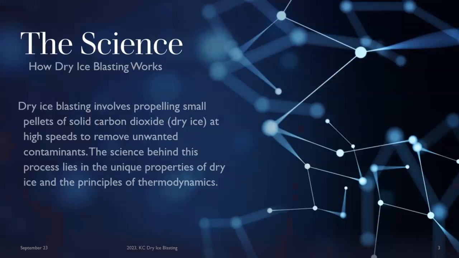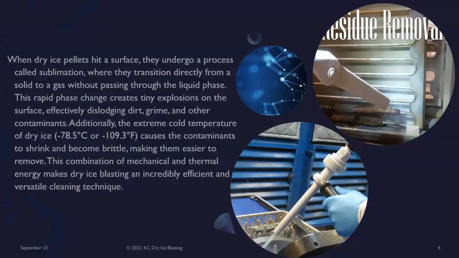Dry ice blasting involves propelling small pellets of solid carbon dioxide, which is dry ice, at high speeds to remove unwanted contaminants. This is done through the use of high output, high volume air compressors. When the dry ice hits the surface, it knocks off the unwanted product. The product falls to the floor, the dry ice evaporates, causing no secondary cleanup.